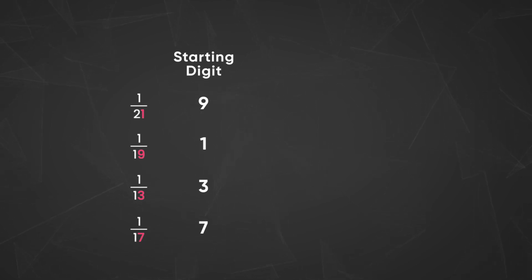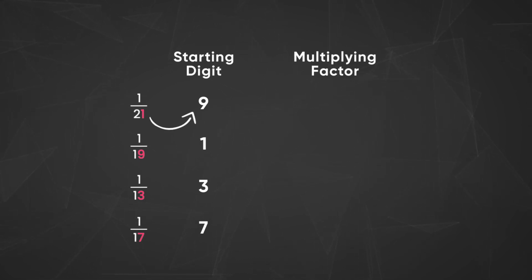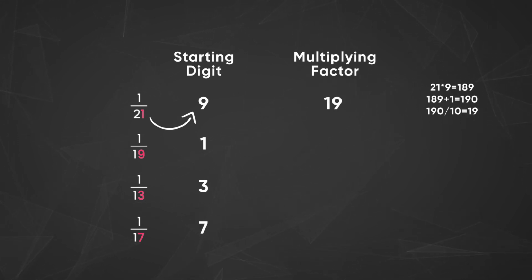Subsequent digits are determined by what I call a multiplying factor. The multiplying factor is determined as follows. Take the denominator and multiply by the starting digit. This number necessarily ends in a 9. Add 1 to this product and divide by 10. This is the multiplying factor.